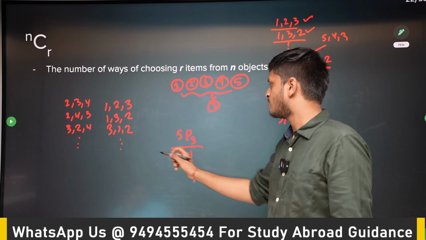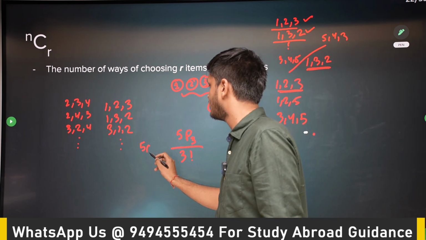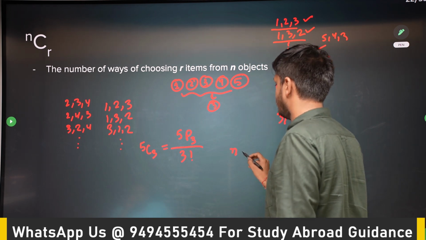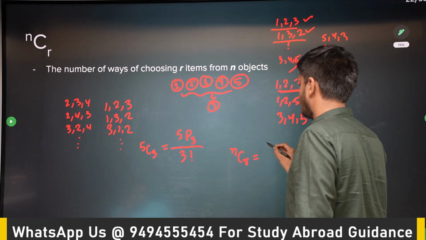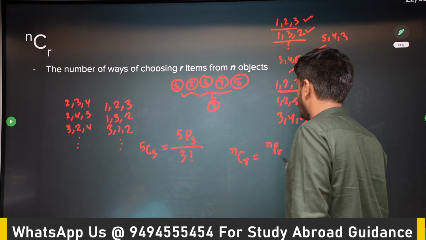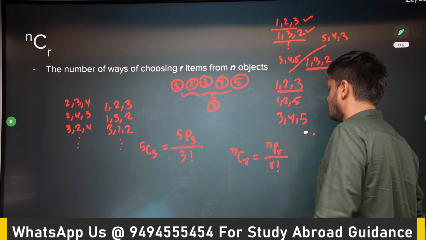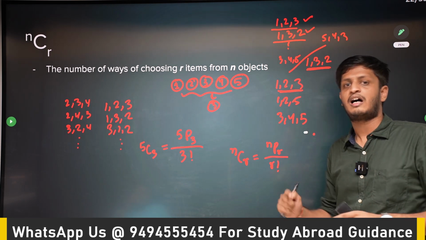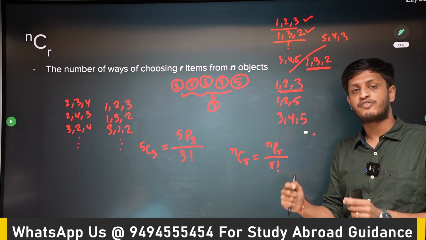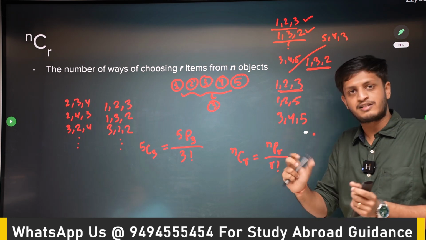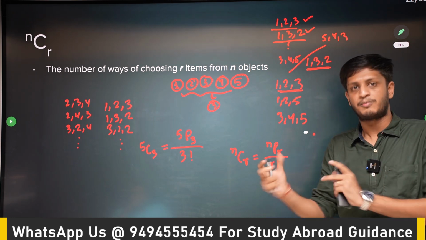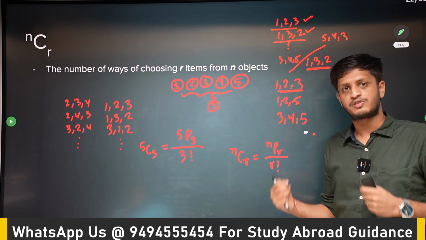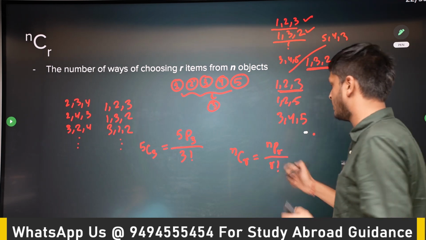So this is the number of ways of selecting 3 items out of 5 items. For any general n, what will nCr be? It is nPr upon r factorial, because while doing nPr, you are overcounting every selection r factorial times. That is the number of ways to arrange those r selections among themselves, and you don't want to do that. So this will be the number of ways to choose r items out of n items.